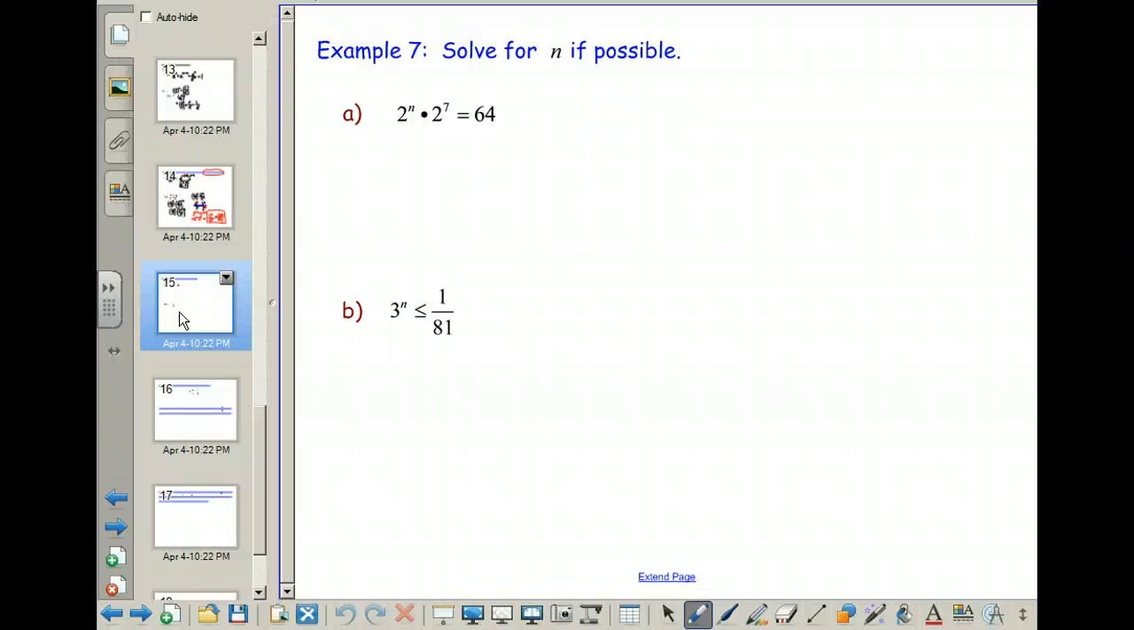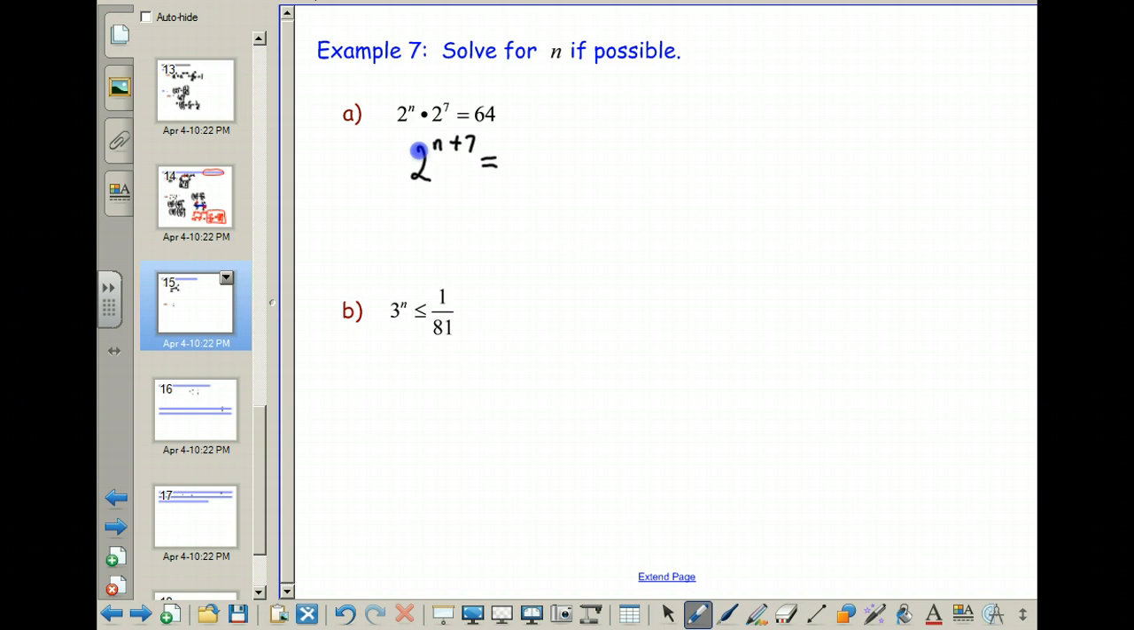All right, so our goal is on the left-hand side to somehow combine them so that it is a single exponential expression. So the left-hand side of this one right now, I've got 2 to the n and I've got 2 to the 7. How can I combine those together? All right, and I still need that base of 2, right, Sarah? Yeah. Right, so I've got 2, and then I've got n plus 7 as my exponent.